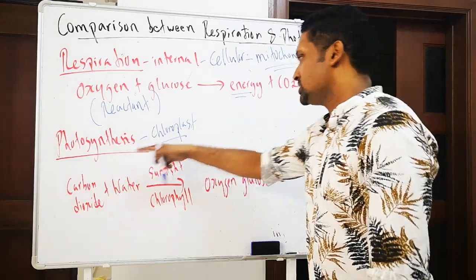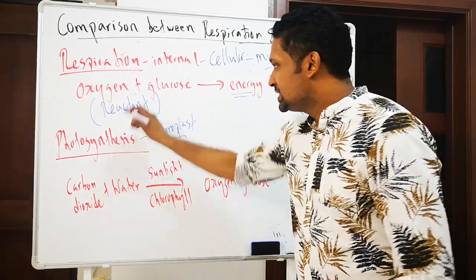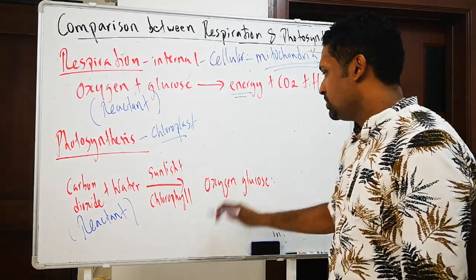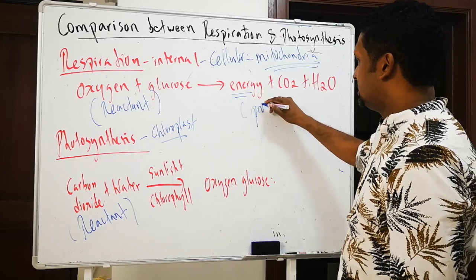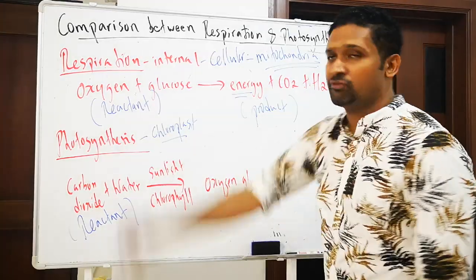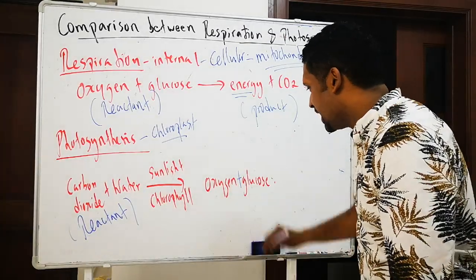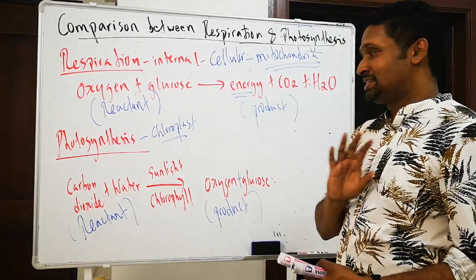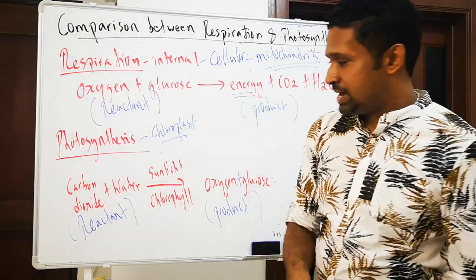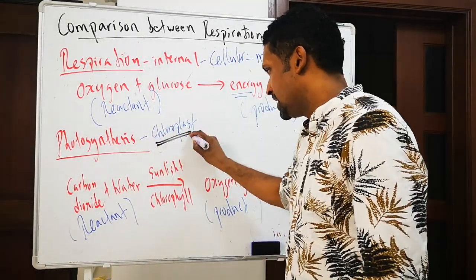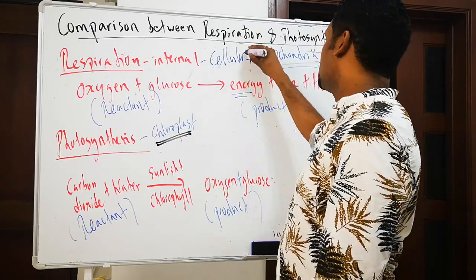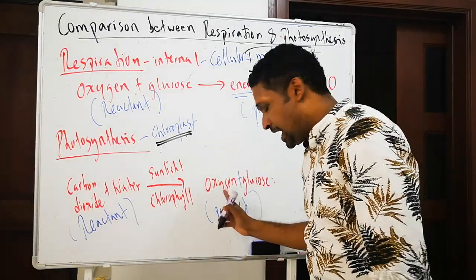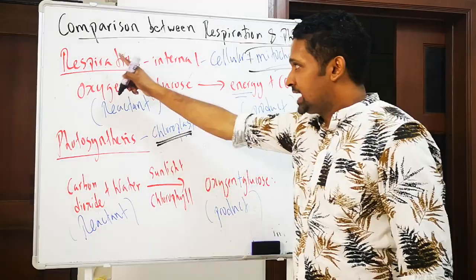Then photosynthesis occurs in the chloroplast, and the reactants are carbon dioxide, water, sunlight plus chlorophyll, producing oxygen and glucose. So energy, carbon dioxide and water are the products for respiration, whereas oxygen and glucose are the products for photosynthesis. Focus on this. Photosynthesis happens in the chloroplast. Cellular respiration happens in the mitochondria. The important point I want to stress here is that the product of photosynthesis is the reactant for respiration.